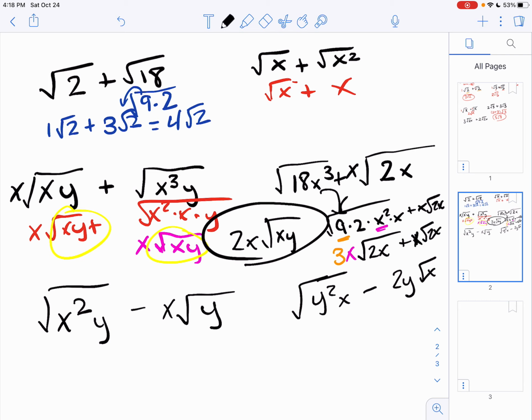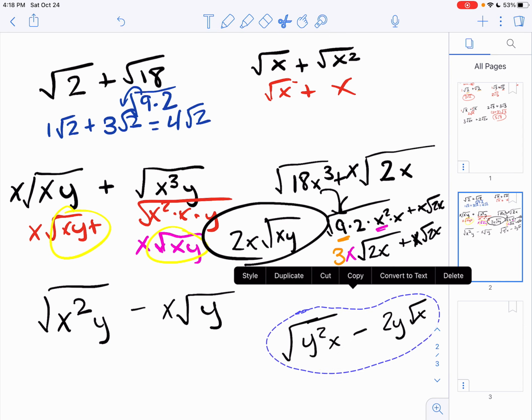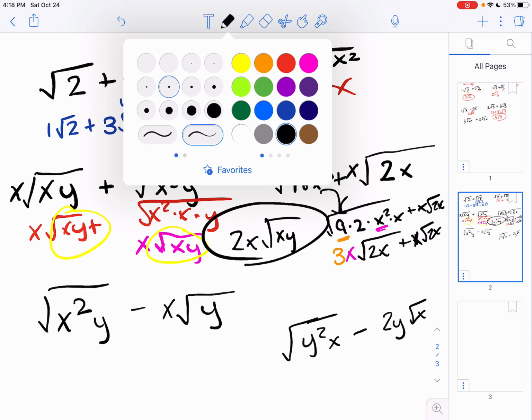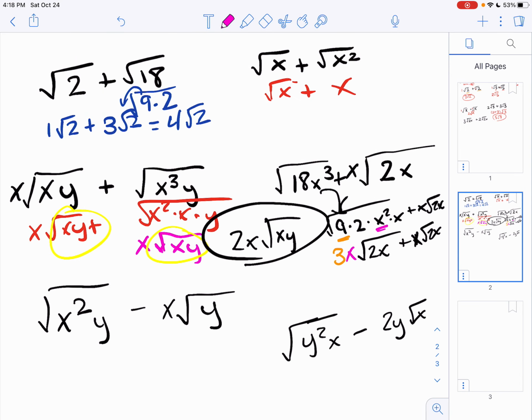So now I can add these together. I just add what's on the outside, 3x and x. All right, so I have 3x plus x, 4x on the outside, and I keep what's left on the inside, 2x. All right, so the next one, we have the square root of x squared y minus x square root of y.